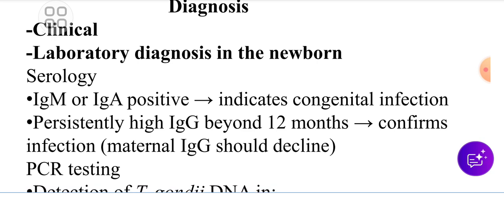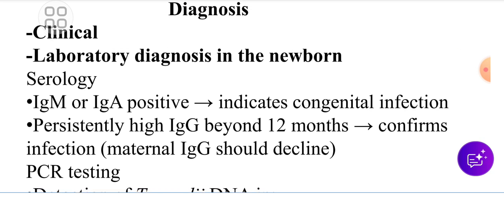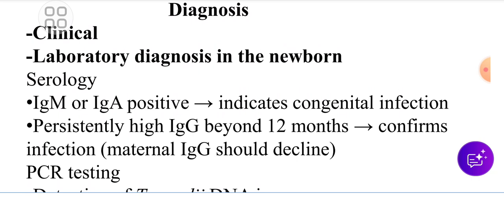Diagnosis: clinical assessment, then laboratory diagnosis in the newborn by serology, taking blood and detecting IgM or IgA. If they are positive in the blood of the newborn, they indicate congenital infection because these antibodies cannot cross the placenta. They have to be sensitized in the baby.